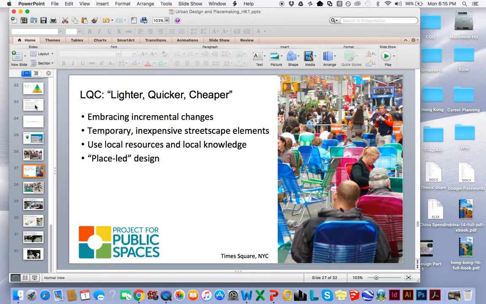And so they worked with city government to propose that Times Square be closed down completely to traffic. And the city started with cheap and inexpensive chairs to test out, or pilot, or experiment with this idea. And when they saw that it would be successful, they've now officially shut down the street and have purchased more expensive, higher quality chairs and actually invested in the idea. But they started with a lighter, quicker, cheaper intervention.